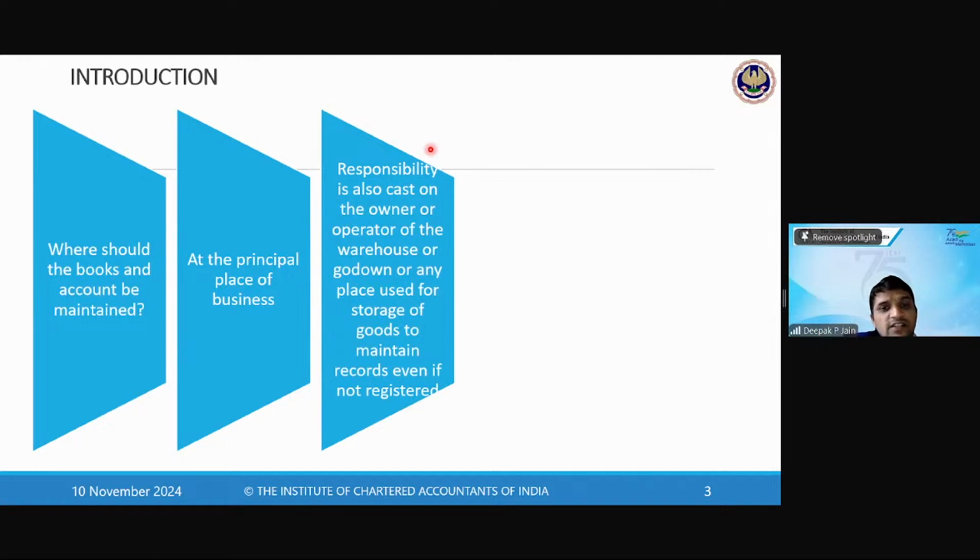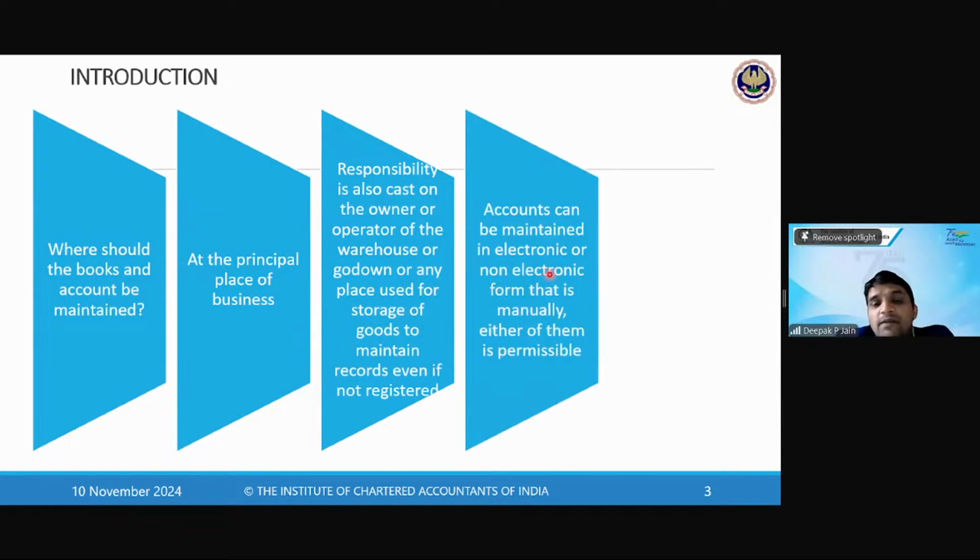Sir, if an unregistered GST person also has to maintain accounts? Yes, sir, that is what we are saying. That is exactly our point in this third point, saying that even if he is not registered, he will have to maintain control on the goods being stored there, because that's a general thing that he will have to keep. Accounts can be maintained. Now, when you say accounts, should it be electronic or manual? It can be both electronic or non-electronic form. It can be manual also, no problem.